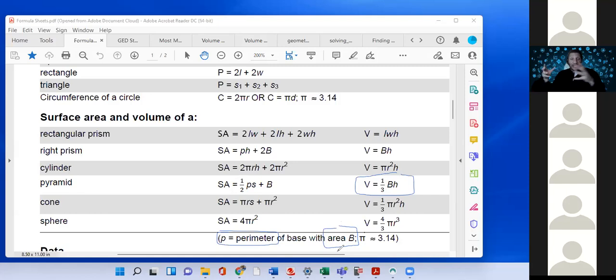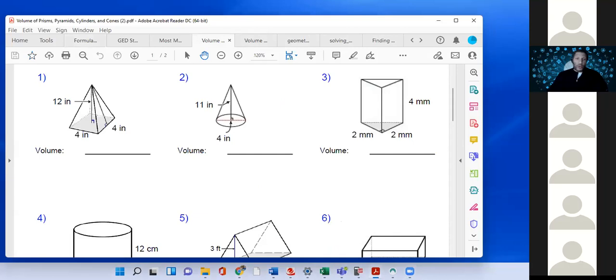The area of the base. So that's what we have to remember. When we look at these, we want to go to our formula. Remember, we said this was a pyramid.